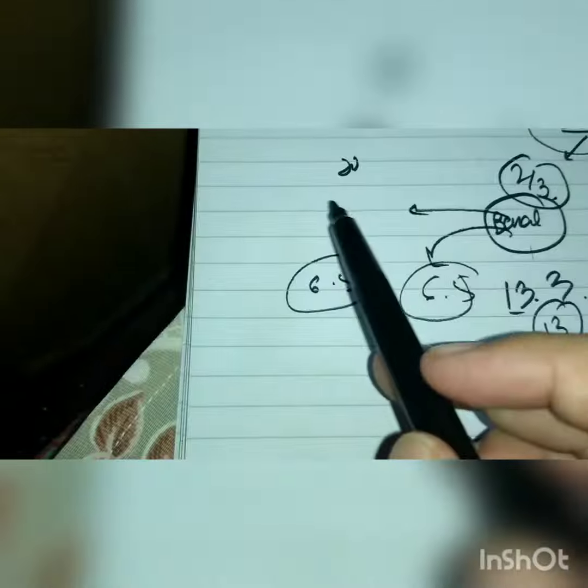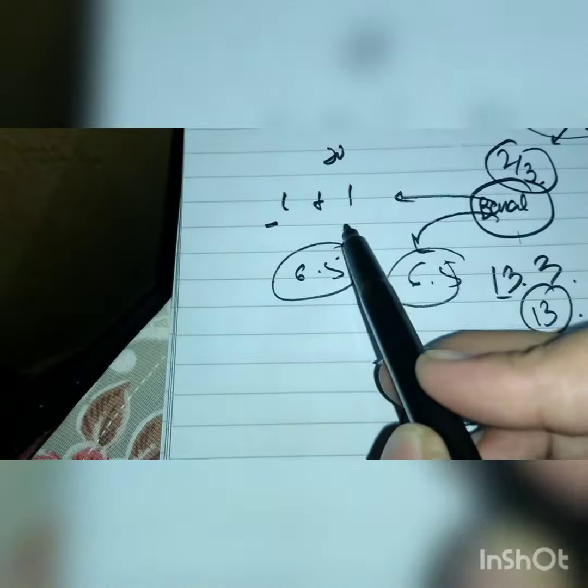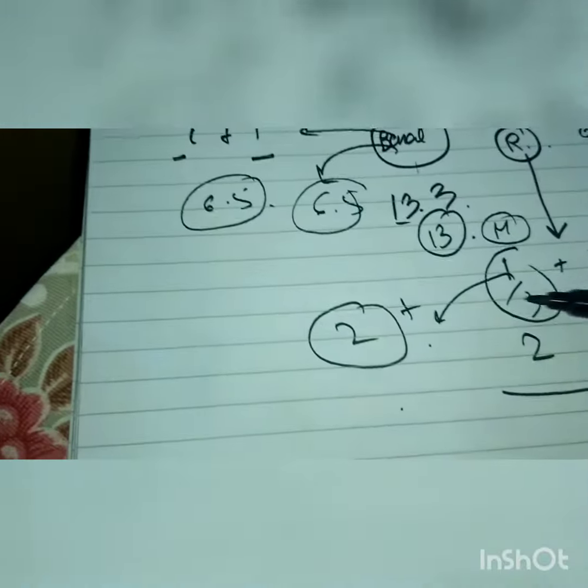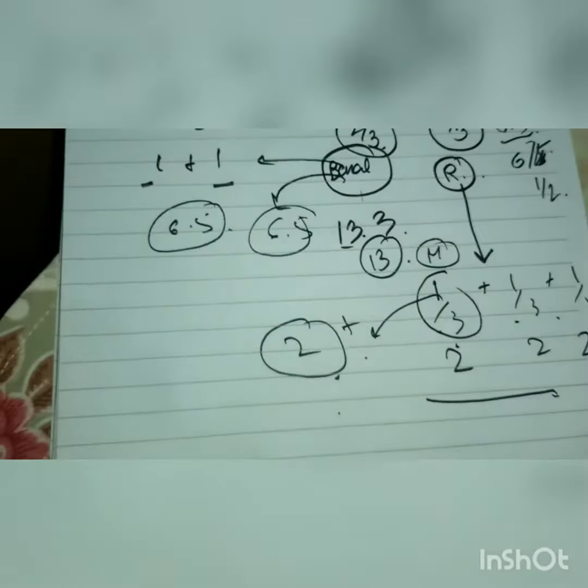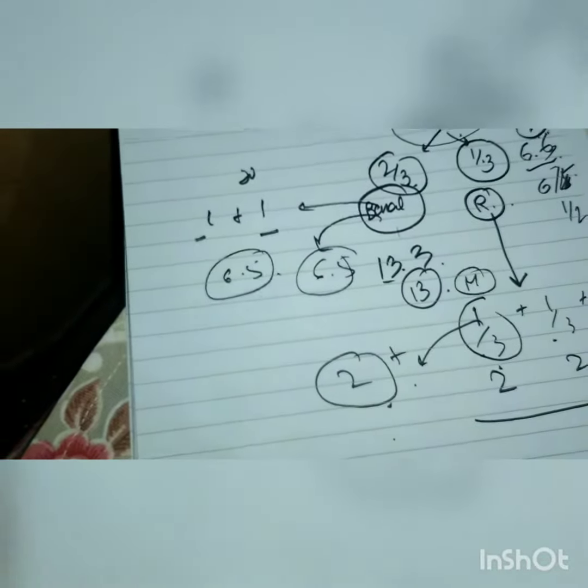Basal is divided as 1 plus 1, morning and evening, and regular is divided into morning, afternoon, and evening, and in the morning dose we add 2 extra units. So this was the process of insulin dose calculation.